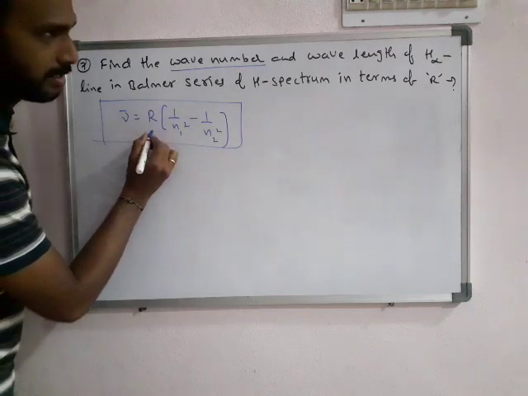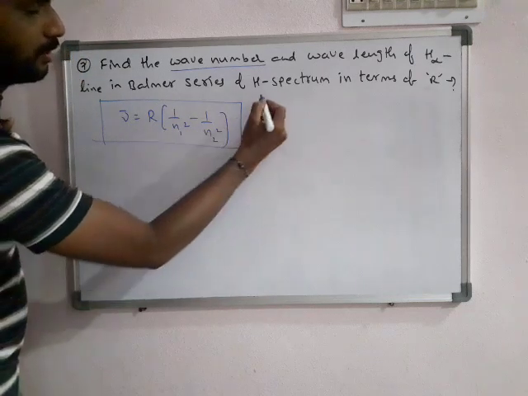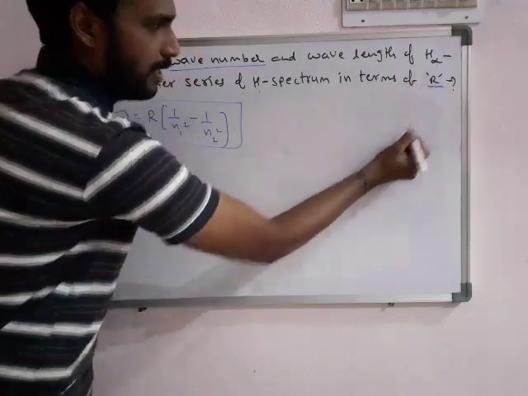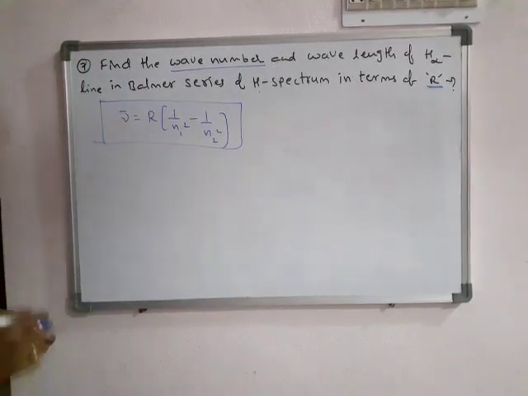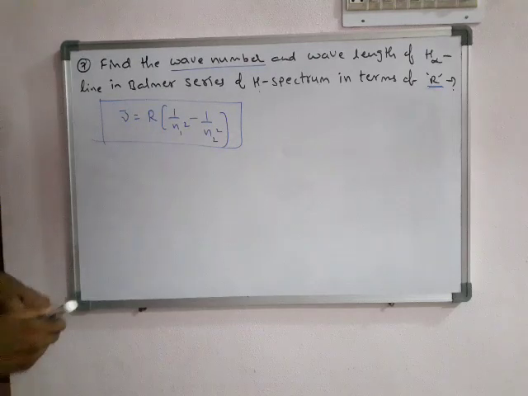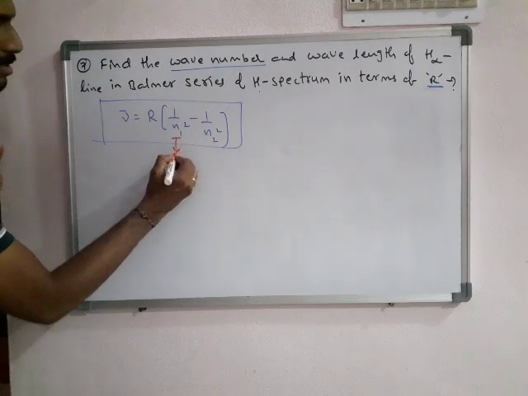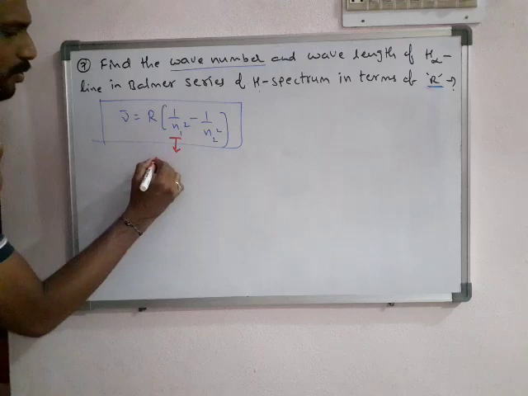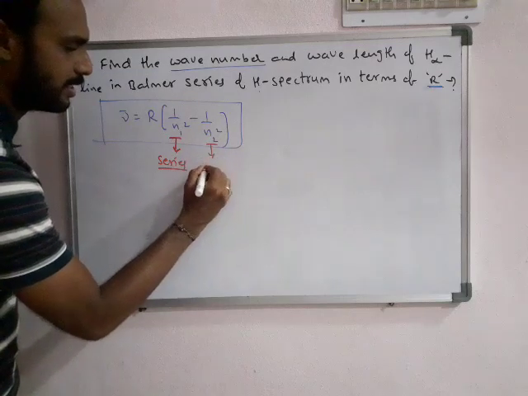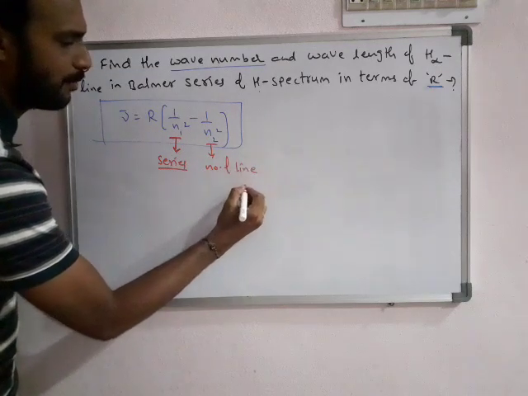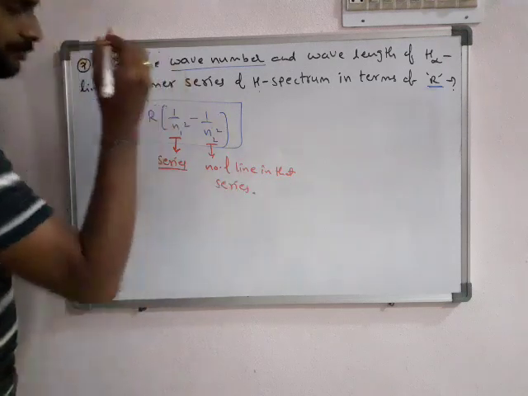Here R is the Rydberg constant. There is no need to substitute this value because it is given that the calculation must be in terms of R. The answer should be in terms of R, so there is no need to substitute the value of R. Now what is n1, what is n2, it is important to find out. So n1 indicates the series, and n2 always indicates the number of the line in that series.